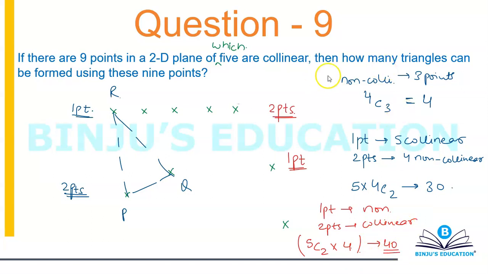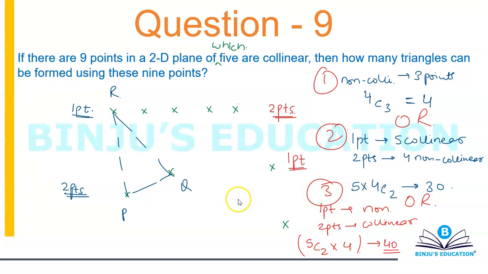So either the first case or the second case or the third case. So you're gonna have 4 plus 30, 34, and 40 is 74. You can form a total of 74 triangles using these 9 points.